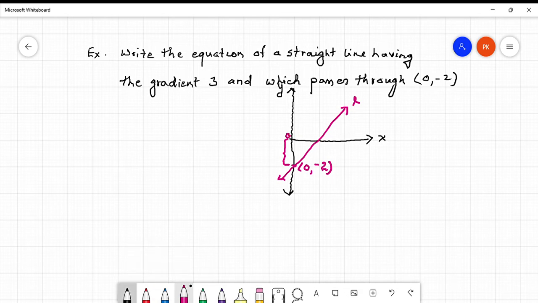So the gradient is 3 given to you, m is equal to 3. So can you tell me what will be the value of c? What is c? c is the y-intercept. So in this case, the y-intercept will be minus 2. c is equal to minus 2. So the equation of the line is y is equal to mx plus c, which is y is equal to 3x minus 2.